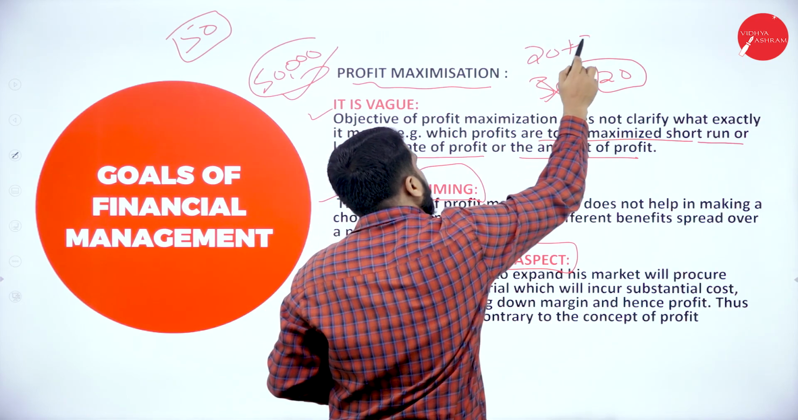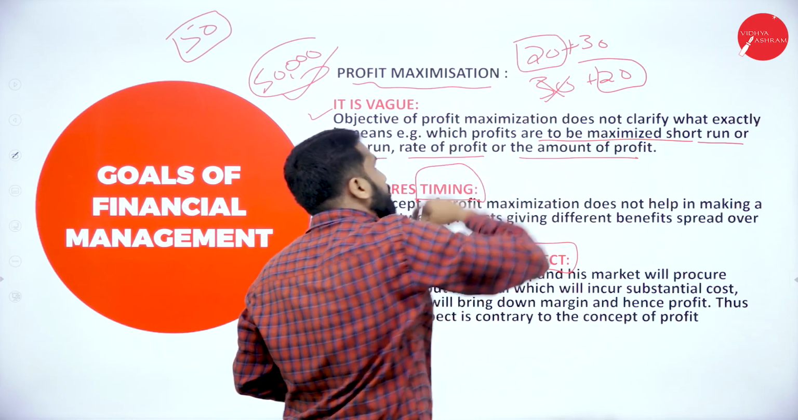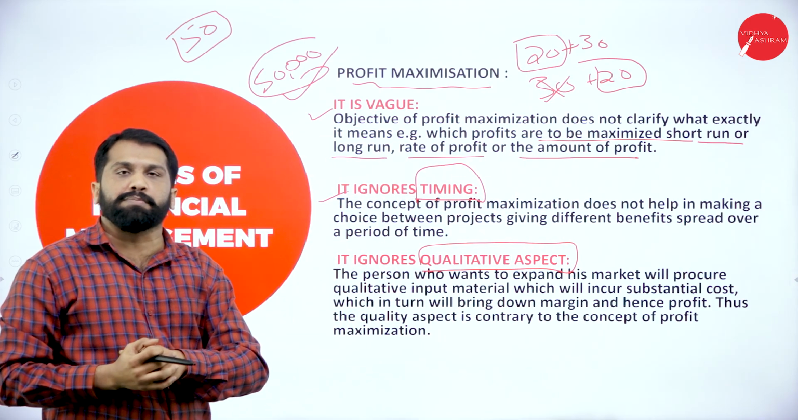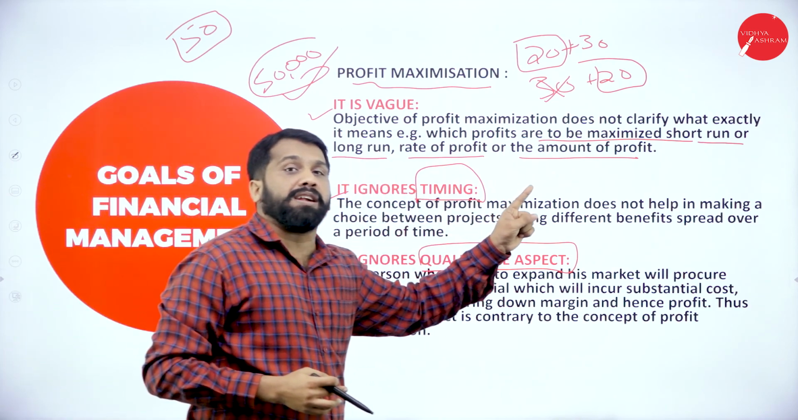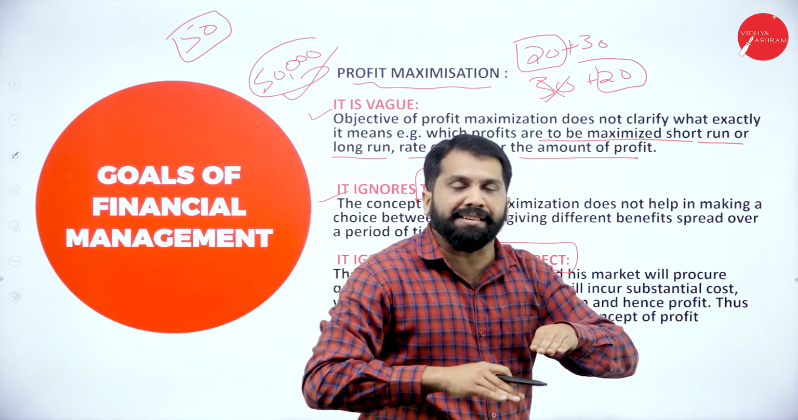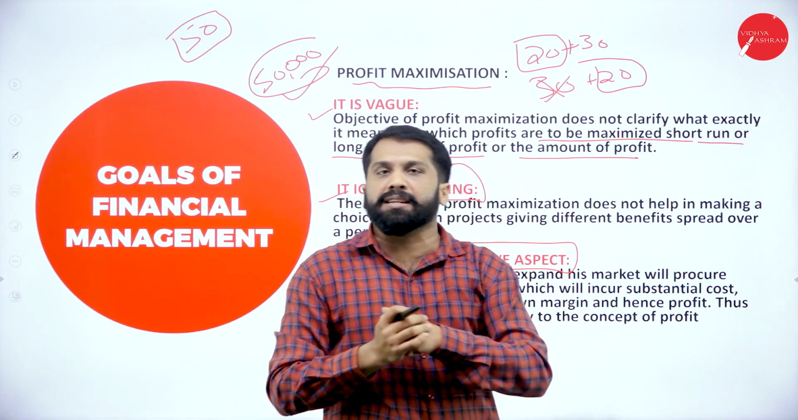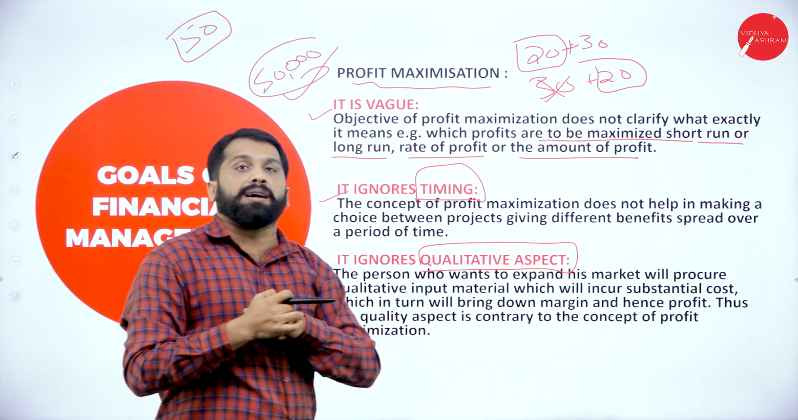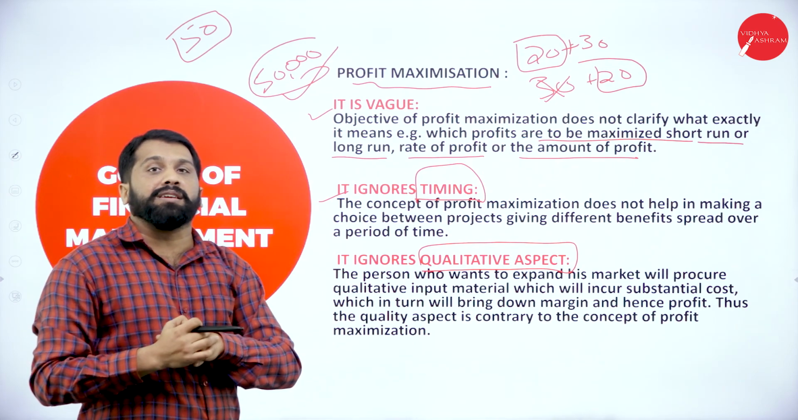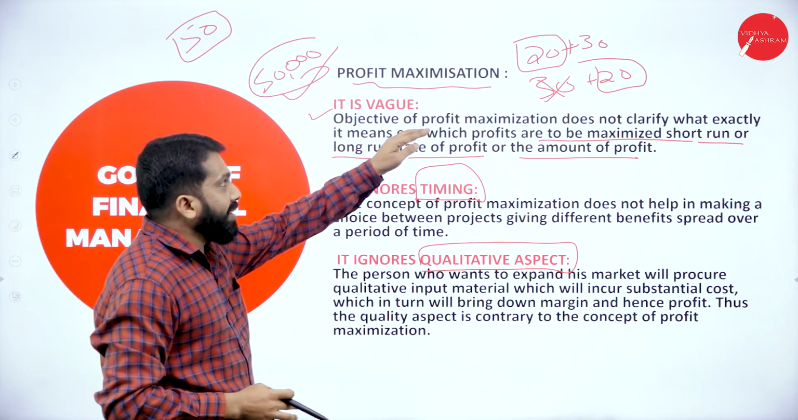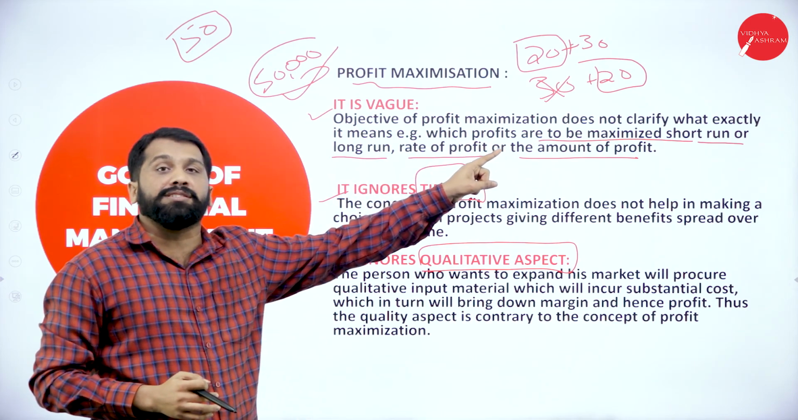You will make a profit of 30. How can you reduce your cost? You used to buy rice at 35 rupees, now you are buying low quality rice at 25 rupees to prepare dosa. Whatever ghee or butter you are using, you will reduce those qualities and go for a local vendor. So by reducing quality, you will increase your profit.